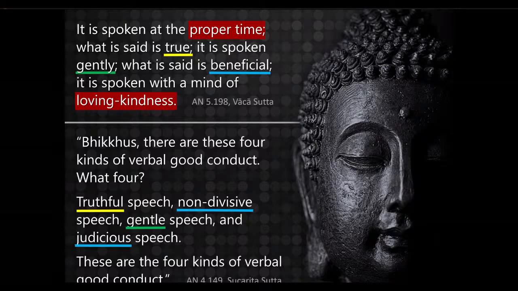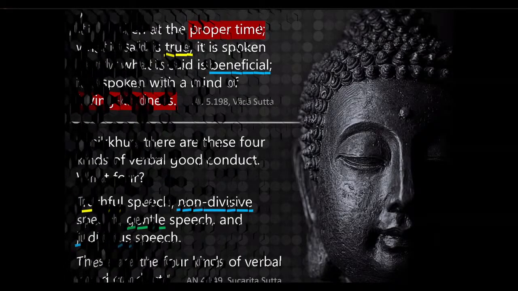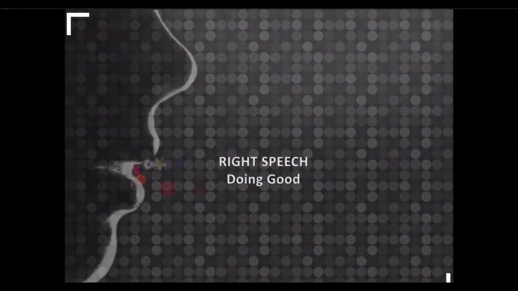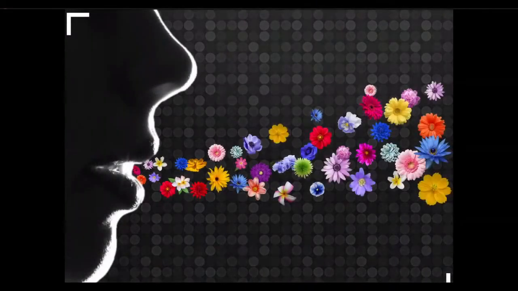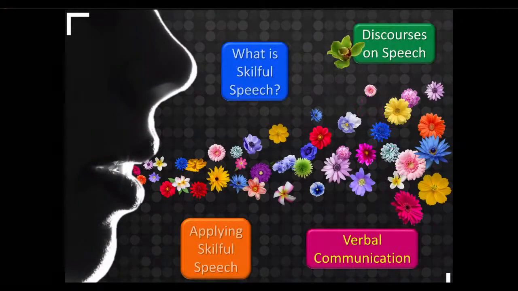But the Vajra Sutta is more succinct, yet very comprehensive because it contains all the important factors of right speech. So we can see from here why it is often used to describe and to ascertain whether speech is actually skillful or not skillful. So we finished the definition. Now we move on to the next topic. Verbal communication.